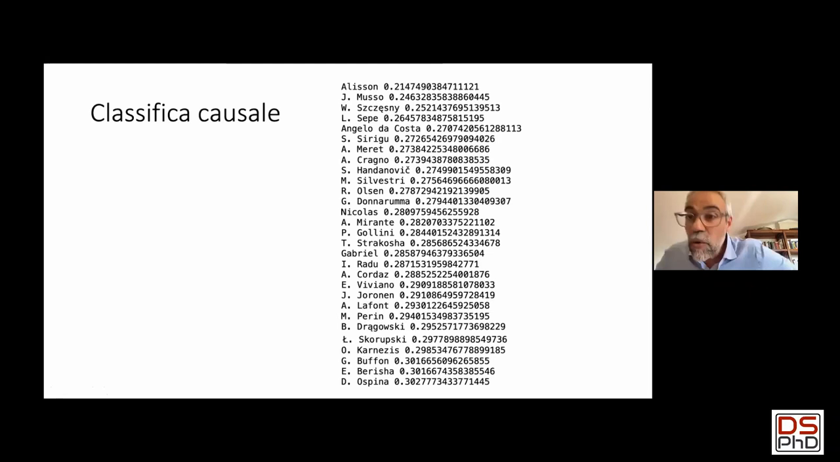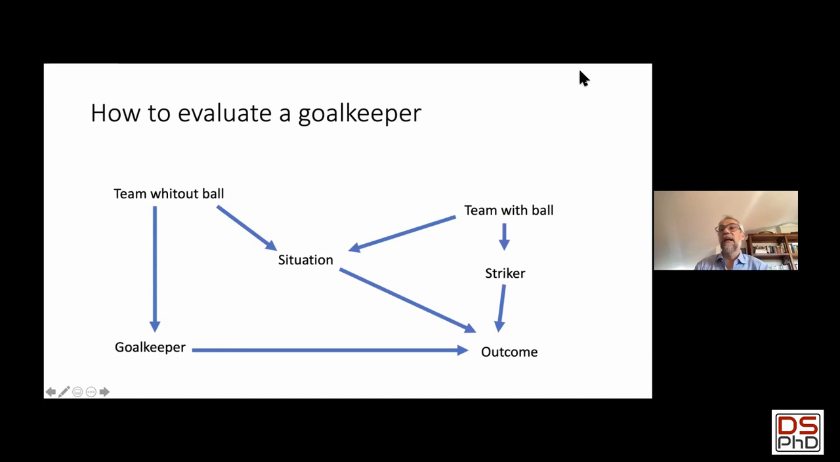Now, just before concluding, I have a question for you. I told you that I was able to calculate this causal effect by doing a complete mediation, a complete controlling of all this situation: team without ball, situation, team with ball, striker, and outcome. Now, the question that I would like to pose to you is, am I doing things that I must do, or could I have done something simpler?